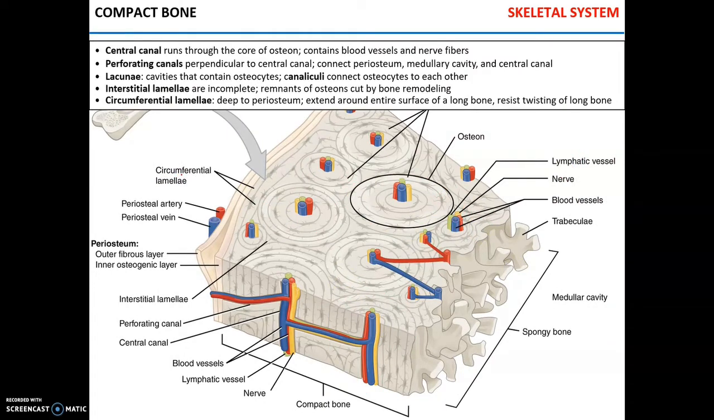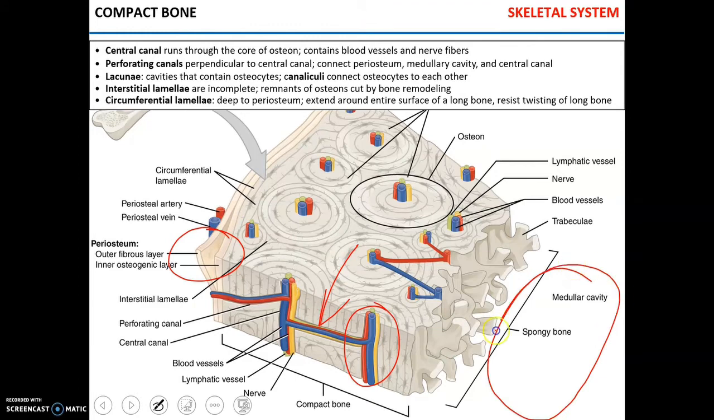As I mentioned before, the central canal that goes through the center of the osteon contains blood vessels, lymphatic vessels, and nerves. Central canals, in turn, are connected in a network by perforating canals, shown here. These perforating canals provide a connection for blood vessels between the periosteum, the outer layer that covers the bone, and the medullary cavity, the cavity right here in the center of the bone, and the central canal itself.